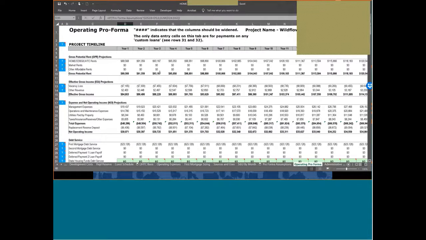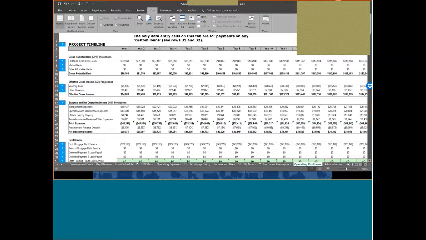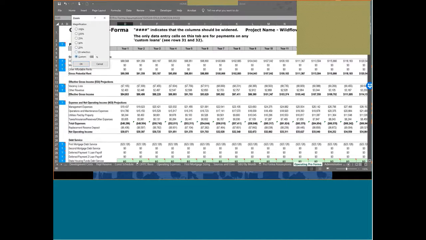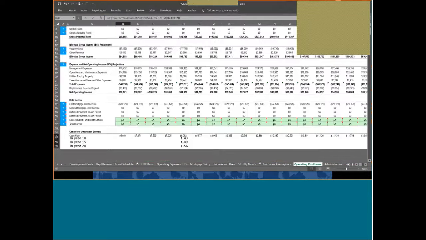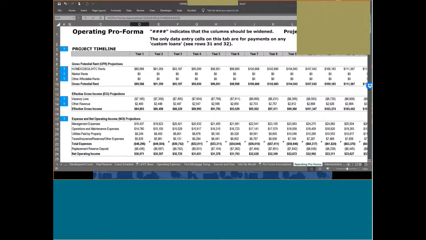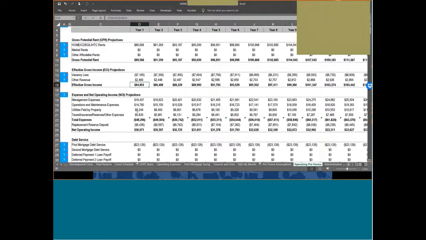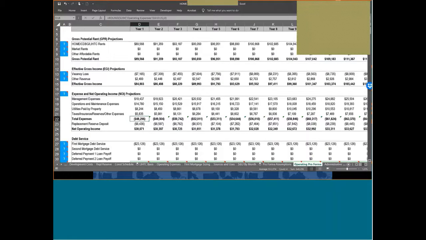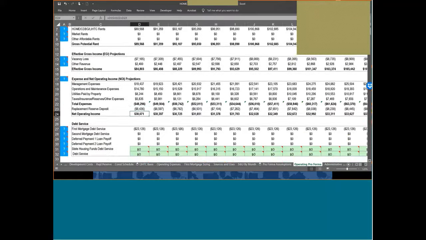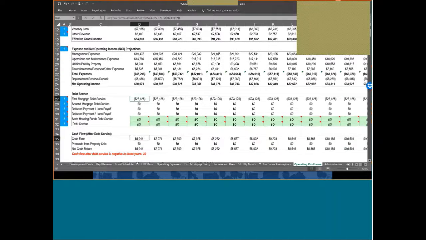On the operating pro forma page, I just want to maybe go to a different zoom here. You see your income. This is your GPR, your gross potential rents. Your estimated rent loss and other revenue get you to effective gross income, minus your projected operating expenses totaled here, minus your required reserve deposit, gets you to a net operating income, in this case in the first year of $30,071, minus your debt service gets you to your cash flow.